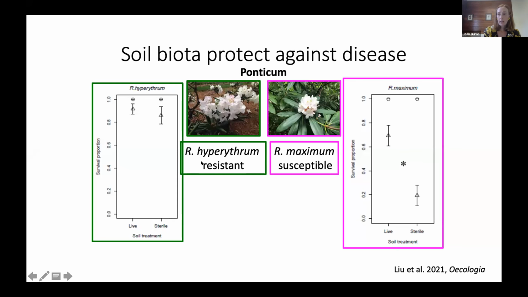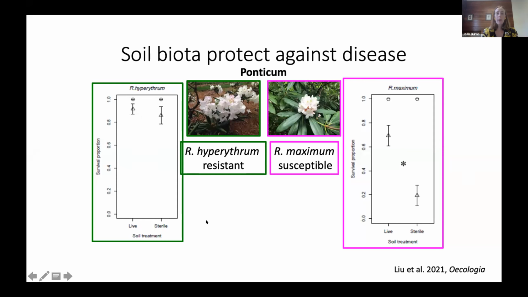That is not the case, though, for species that are resistant to the pathogen. Rhododendron hyperetherum, for example, is famous for its resistance to Phytophthora cinnamomi and is used in breeding programs that breed for resistant cultivars. And you see data consistent with that here. It has very high survival, even in the presence of the pathogen. And there's no significant soil biota effect here. Basically, everybody survives very well with or without soil biota.